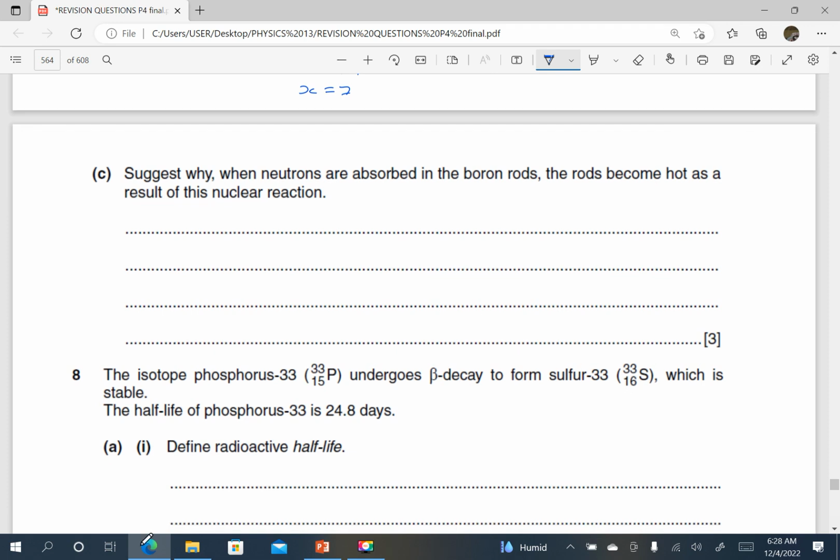Suggest why when neutrons are absorbed in the boron rods, the rods become hot as a result of this nuclear reaction. So the neutrons which are absorbed already have kinetic energy. They are actually moving, and since they are moving, they have kinetic energy. When they are absorbed by the boron rods, they are stopped by the boron rods, they are going to lose that kinetic energy. So the lost kinetic energy in the boron rods is what is converted into thermal energy.